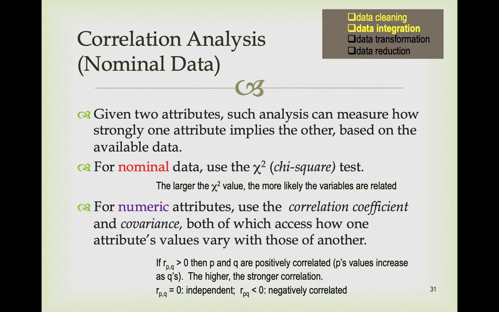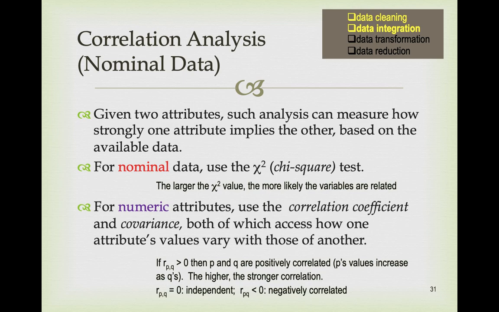Okay, correlation analysis for nominal data. Given two attributes, such analysis can measure how strongly one attribute implies the other based on the available data. For nominal data, we use the chi-square test. The larger the chi-square value, the more likely the variables are related. For numeric attributes, use the correlation coefficient and covariance, both of which assess how one attribute's values vary with those of another.